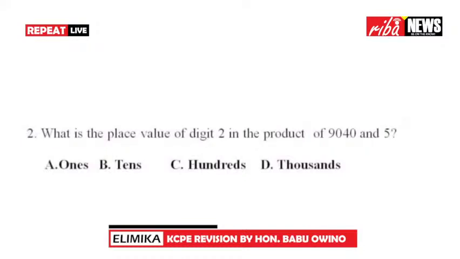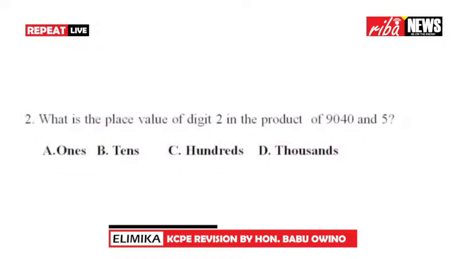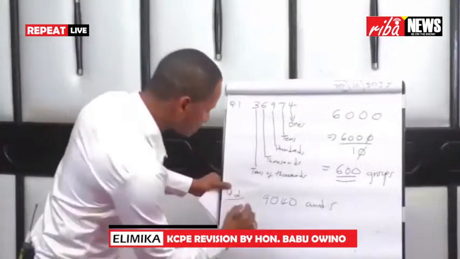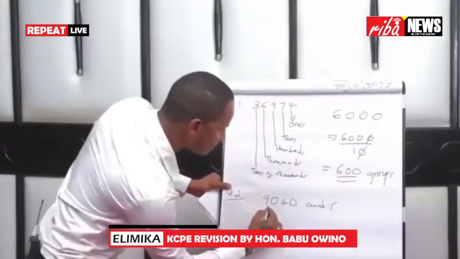So question number 2, what is the place value of digit 2 in the product of 9,040 and 5? So listen to the question carefully. What is the place value? The question wants the place value. But place value of what? Of digit 2 in the product of 9,040 and 5. The key word here is product. Product means multiplication. So first of all, the first step is to multiply 9,040 by 5.